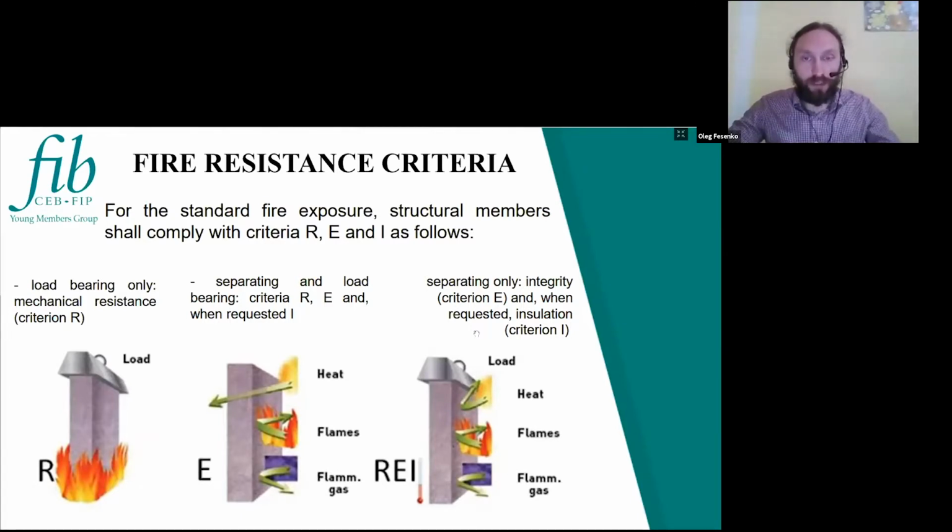There are fire resistance criteria. Three main criteria are defined in Eurocode. For standard fire exposure, structural members shall comply with criteria R, E, and I as follows. Load bearing only, mechanical resistance. As you can see, it's criterion R. When you need separating and load bearing, criteria R, E, and when requested I. And separation only, integrity criterion E, and when requested insulation criterion I.